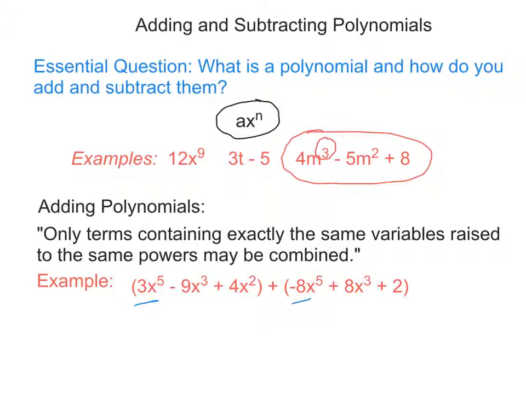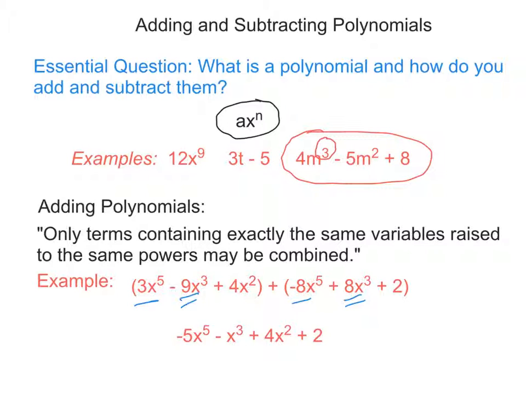All right, now let's look at 9x to the third. There is only one other x to the third term, and that's over here, 8x to the third. Now let's look at 4x squared. There is no other x squared term. And then the last term is a constant term 2. That's the only constant term. So nothing happens to those particular terms. All we can do is add where we've got like terms. And if we add the like terms, our result is going to look like this. So we end up with 2x to the fifth minus x to the third plus 4x squared plus 2.